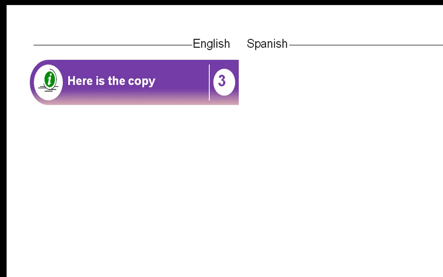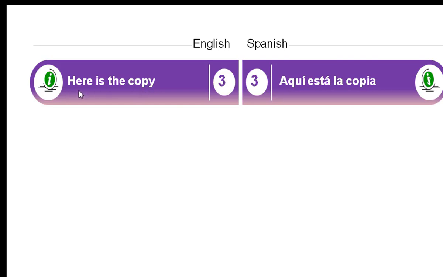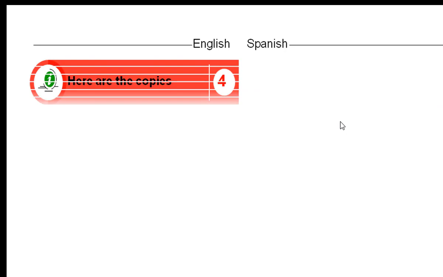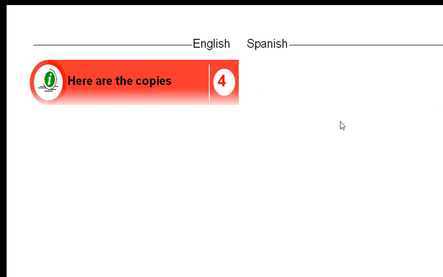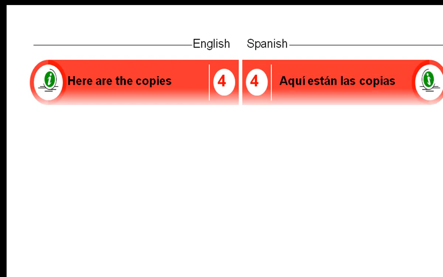Right? Another one. Here is the copy. Here we know aquí. Copy is known as copia. It's a feminine noun. Aquí está la copia. Aquí está, third singular form of estar, la copia, because it's a feminine noun that we're talking about. And similarly, here are the copies. Aquí están las copias. Right?